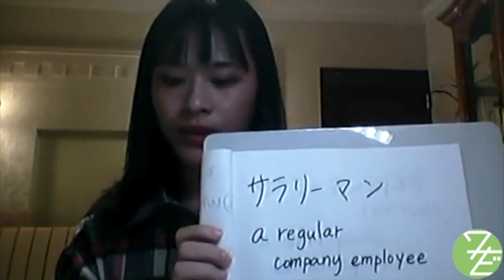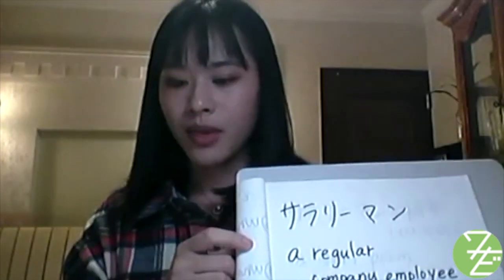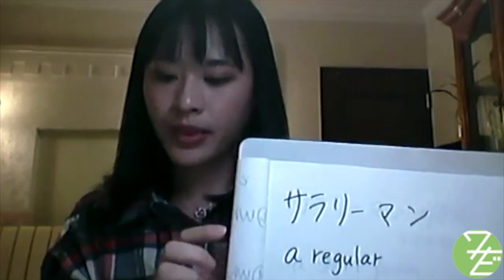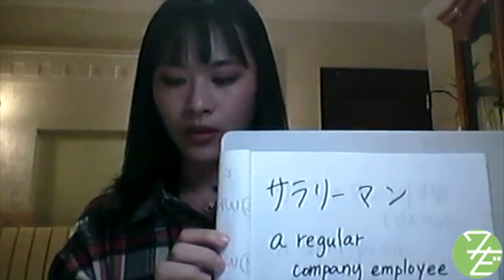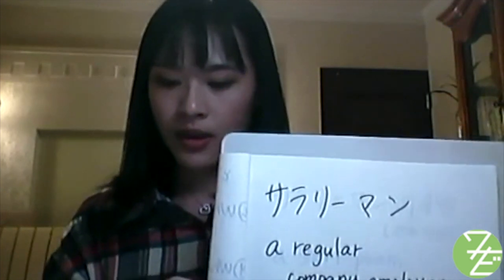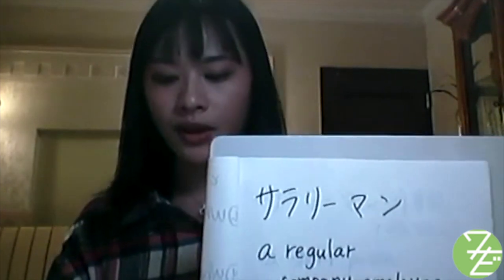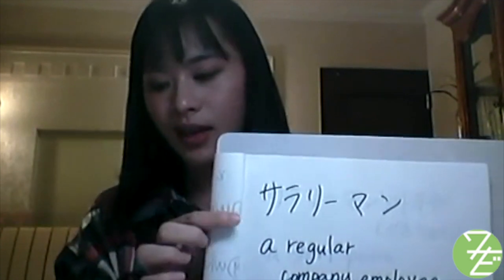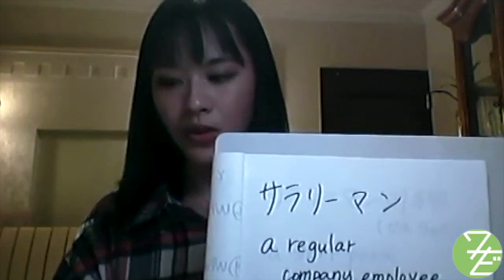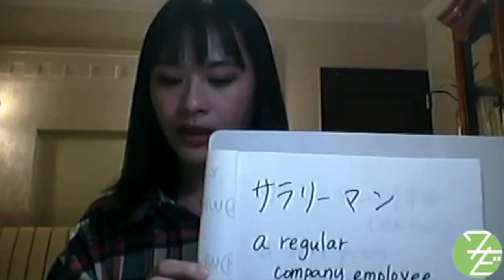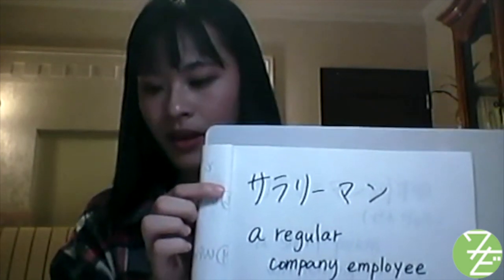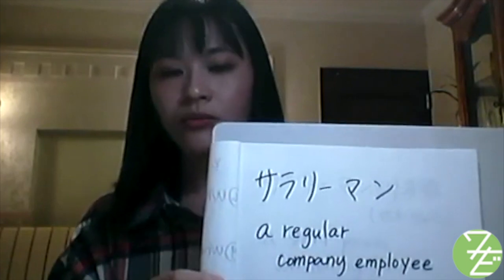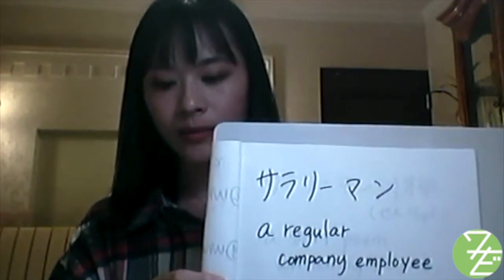The second word is salaryman. Salaryman might sound familiar to you. Some might think it's the same as salaried workers. It is not totally wrong, but the Japanese word salaryman has a different nuance. Rather than the salary-based businessman, Japanese salaryman is closer to the meaning of a regular company employee.